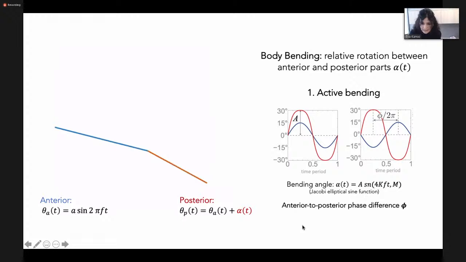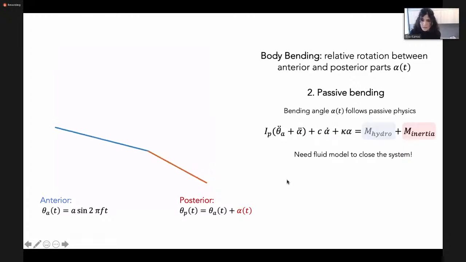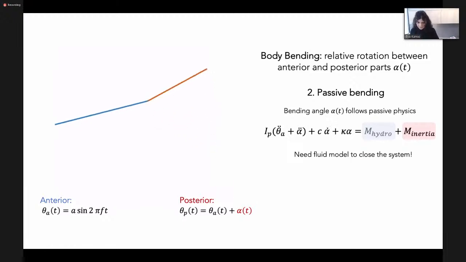In the second part, I will look at passive bending, because from the image processing that Jack and his team did, it's not clear whether the bending itself is active or passive, but in a model, we can play with those ideas. So in the second part, I allowed the tail to bend passively.